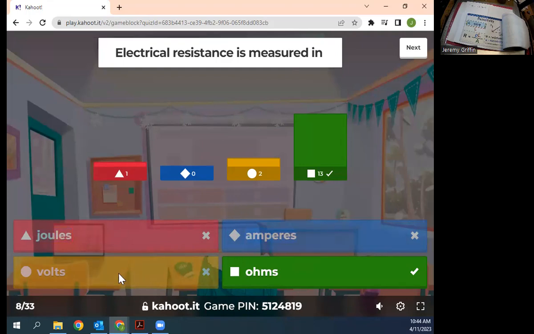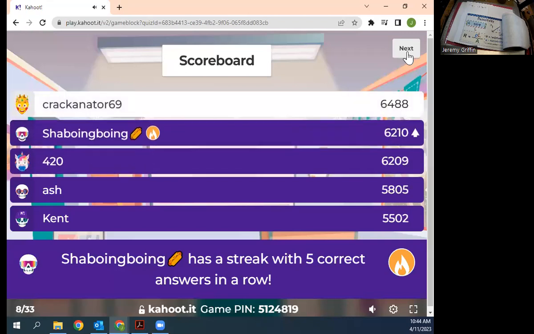Amperes measures current. Volts, yeah, voltage. We could say potential difference. That works too. Resistance is measured in ohms, and the Greek letter omega a lot of times is used to represent ohms.